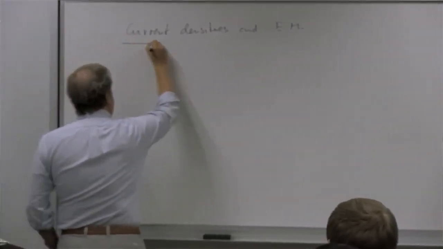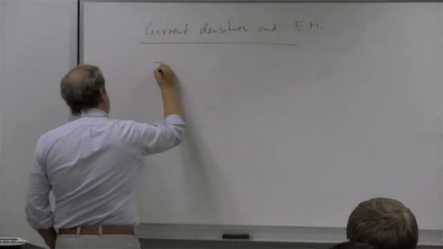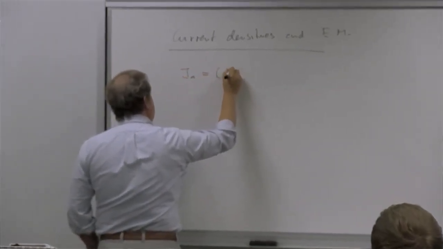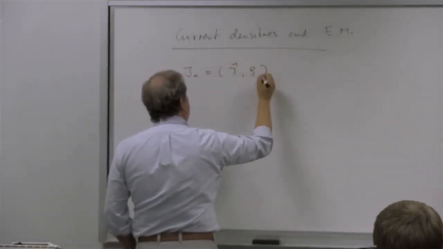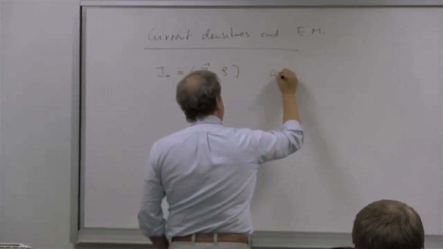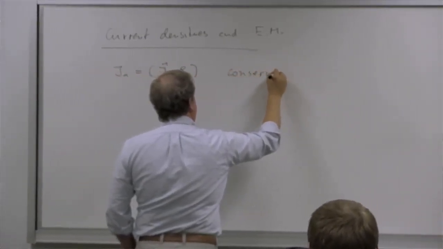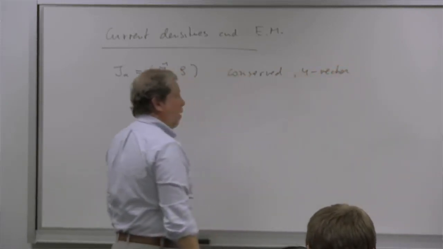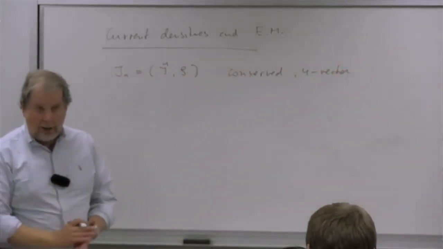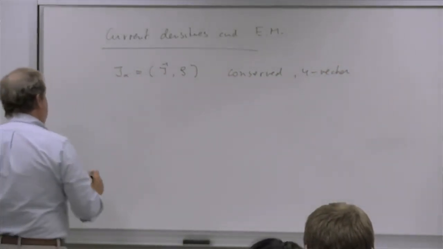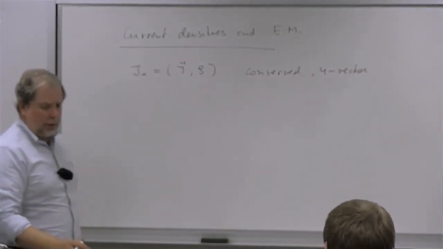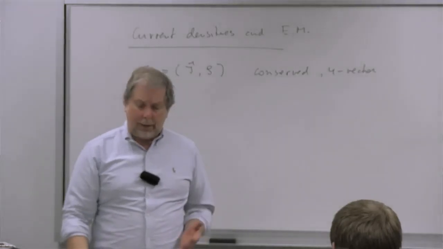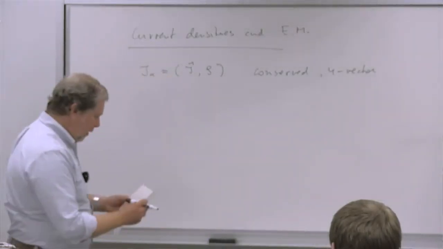Right, so we have dealt with this J alpha, which is the J and the rho, and which is a conserved 4-vector. And now we have to deal with the other half of the problem, which is electromagnetism, or Maxwell's equations, because we want to couple this particle to the electromagnetic field.